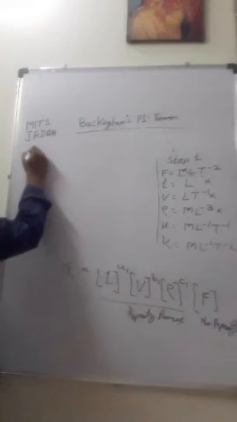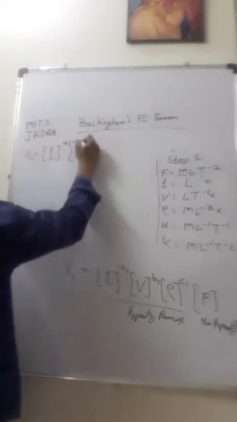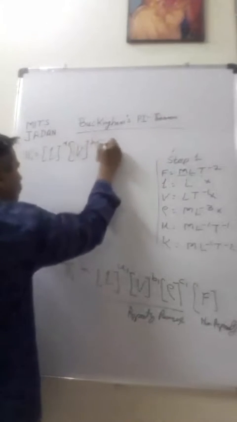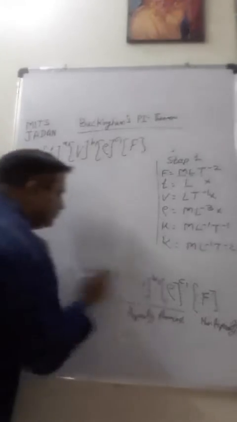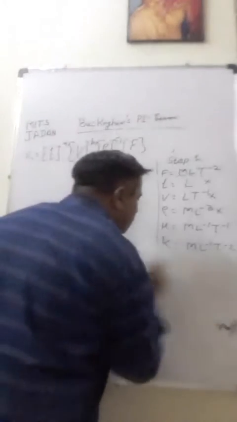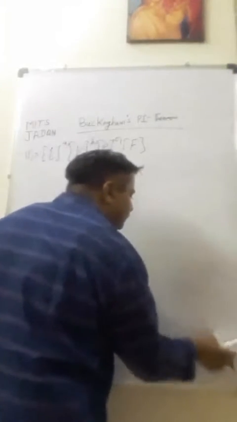I am writing here from here to here. Again writing here: pi1 is equal to L to the power of A1, V to the power of B1, rho to the power of C1, and then F. I am removing all this so that I get space on the board.